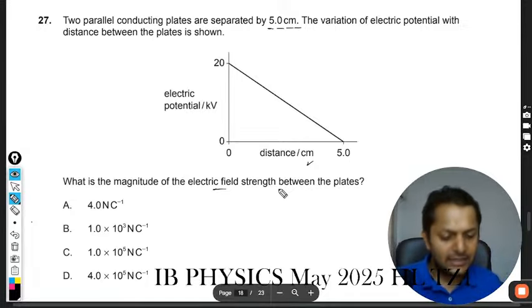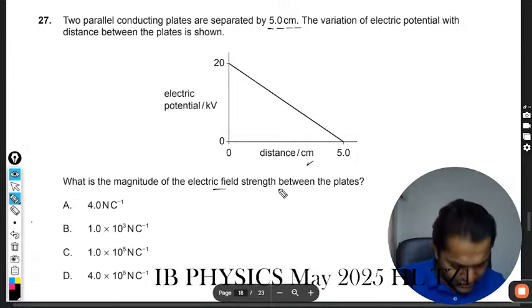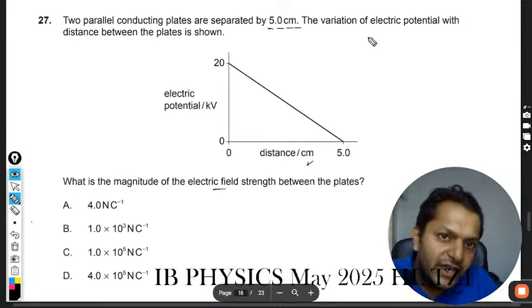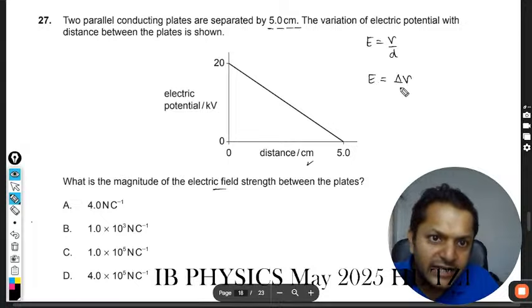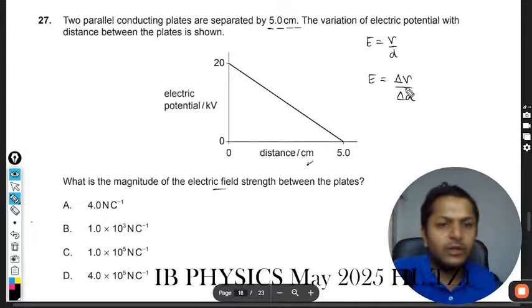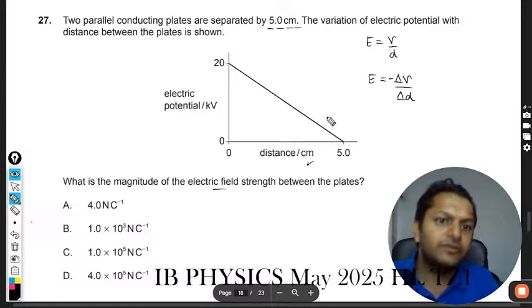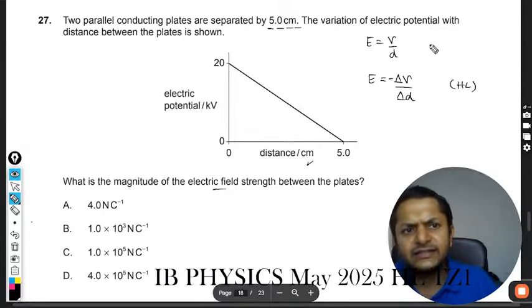Okay, so let me get the data booklet and see if the formula is given there or not. I am on page number 12 of your data booklet. Okay, so the formula is given there, but not properly. E is equal to V by d is the formula given for SL students. And for HL students, E is equal to delta V by delta d is the formula given there with a negative sign. Yes, the negative sign is also given there. So this formula is given in the higher level section. This is for the SL section, you can say.